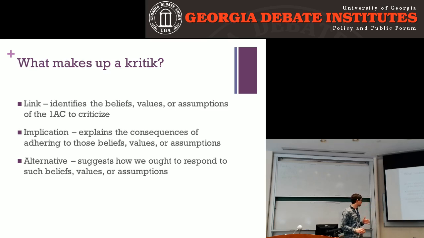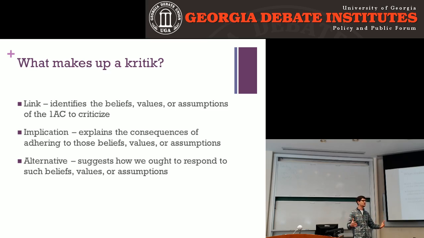Okay, so let's return to the security critique example. We said already that with the security critique, the link says the whole aff is premised on valuing security. The rationale for doing the affirmative is that if we don't do the plan, we will be insecure. The implication is where the critique starts to say putting value into security, especially too much so, is a dangerous thing to do. And the reason it gives is that when we try to secure ourselves, we do things that actually make ourselves less secure.